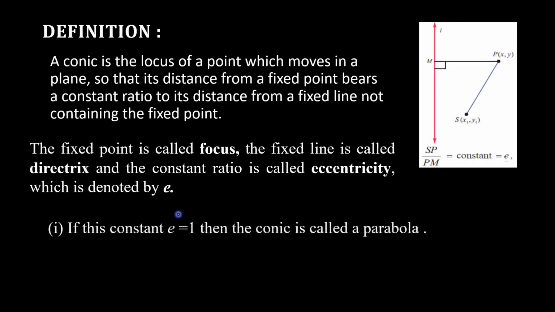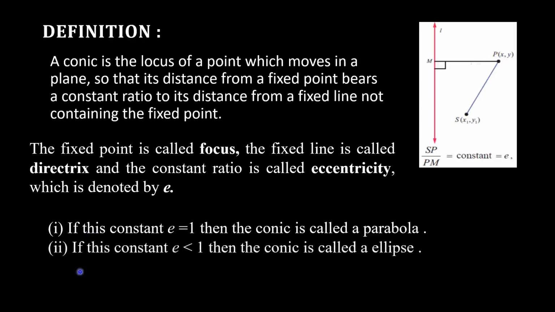We have some conditions. If this constant e value is 1, that is, the distance between S and P and P and M are both equal, then these two values cancel. At that time the value of e is 1. At that time the conic is called a parabola. That moving point forms the curve parabola.